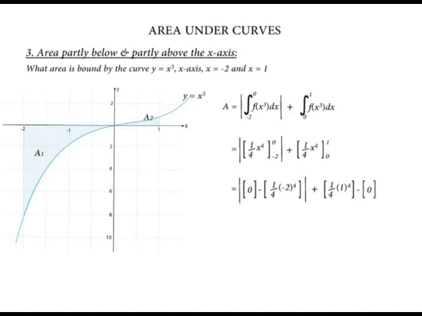So we get the area below the x-axis will be 0 minus 4, but we need to take the absolute value, plus the area above the x-axis will be a quarter minus 0. That gives us 4 plus a quarter, and it's equal to 4 1/4 square units.